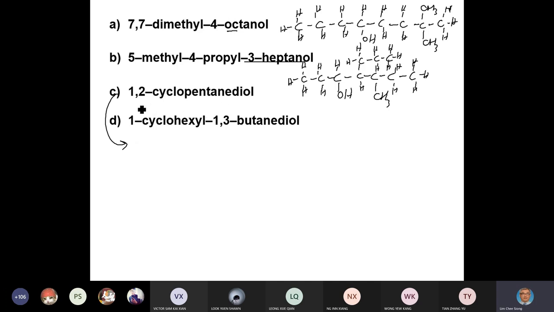Cyclopentanediol. So this one stated is a 1,2. Normally we put 1,2 here to show the diol. Normally, 1,2 put in front there will be accepted, because without any other substituent group, we can put 1,2 in front there. So if you put cyclopentane 1,2-diol, it will be accepted. Get it?